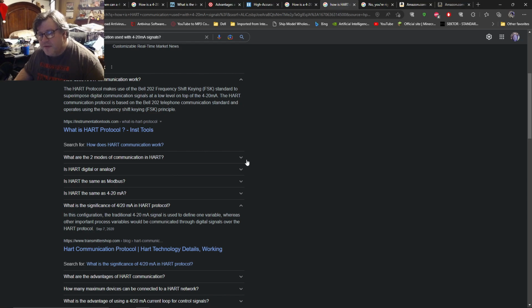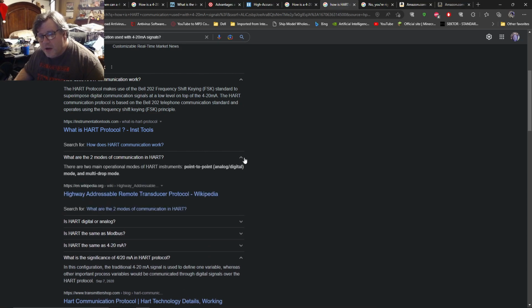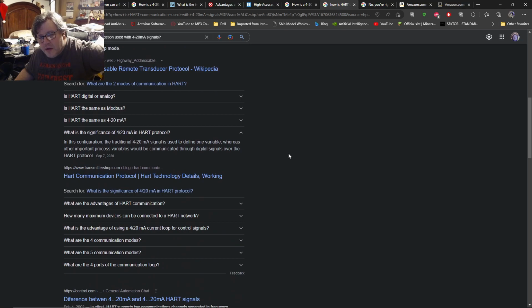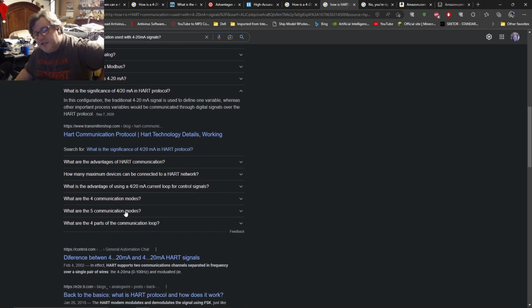Yeah, two modes of communication in a HART. The two main operational modes of HART instruments are point to point, analog to digital mode, and multi-drop mode. And that's basically already told you how HART communication is used with the 4 to 20 mA signals. So, there you go.